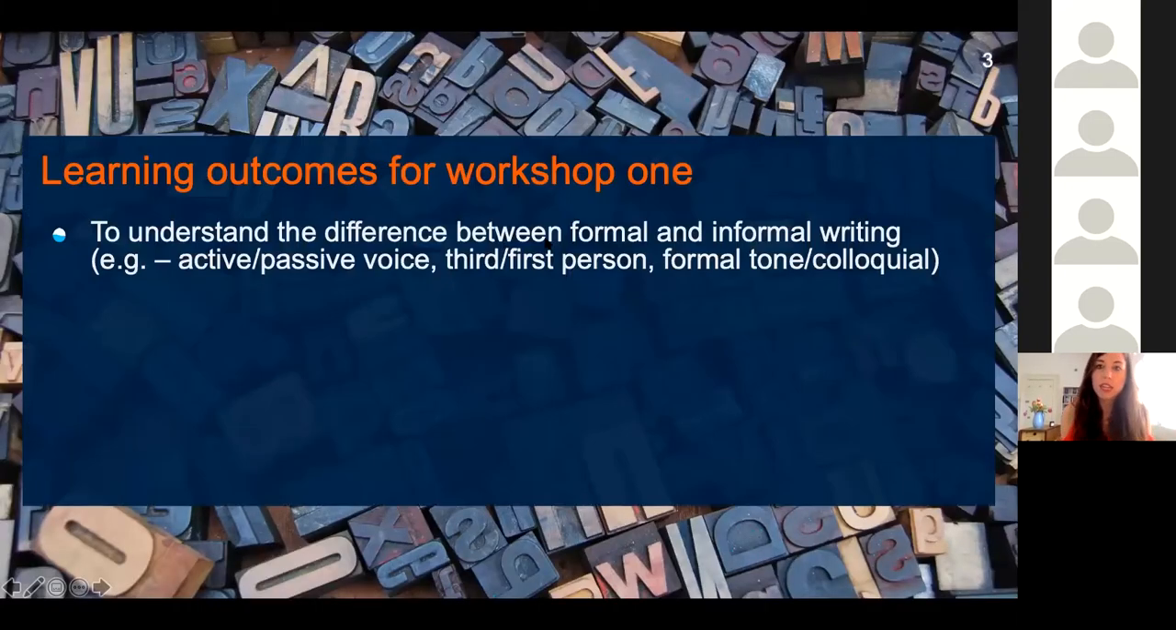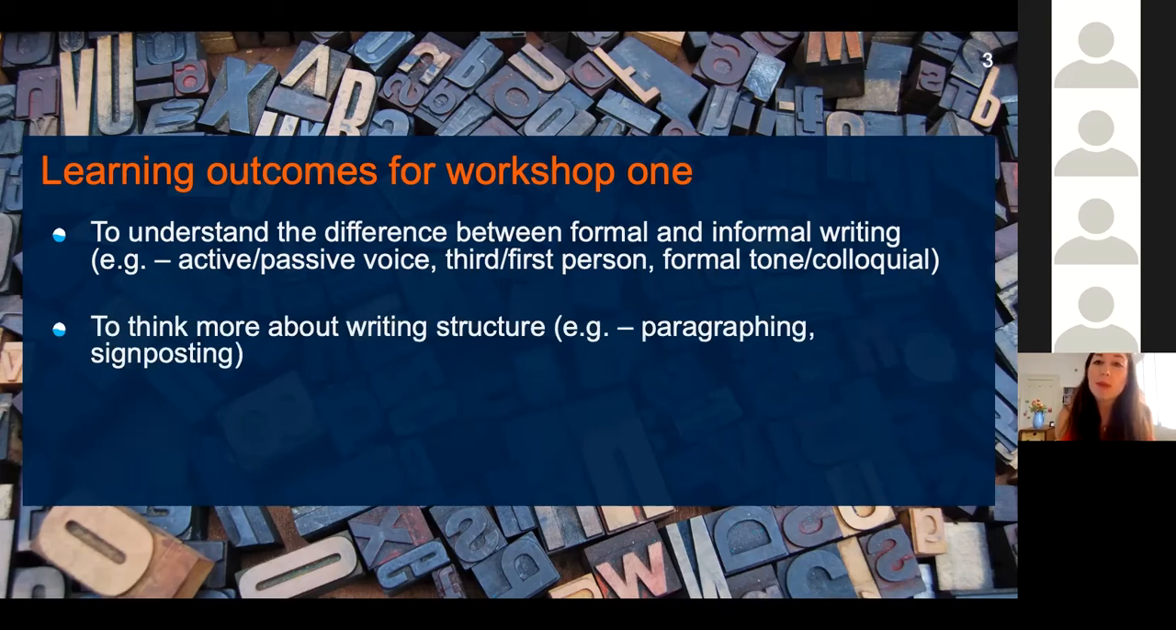there are a few learning outcomes for the workshop. The first one would be to understand the difference between formal and informal writing, so we use formal writing in academic work. For instance, topics such as the difference between active and passive voice, third or first person, and also formal tone or colloquial language. So we're aiming for the use of the first of each of those pairs in this form of writing.